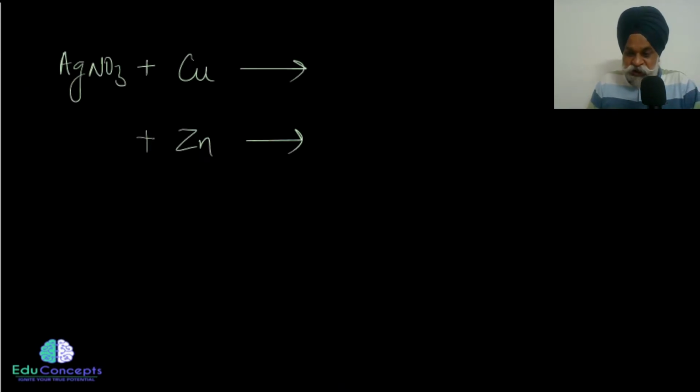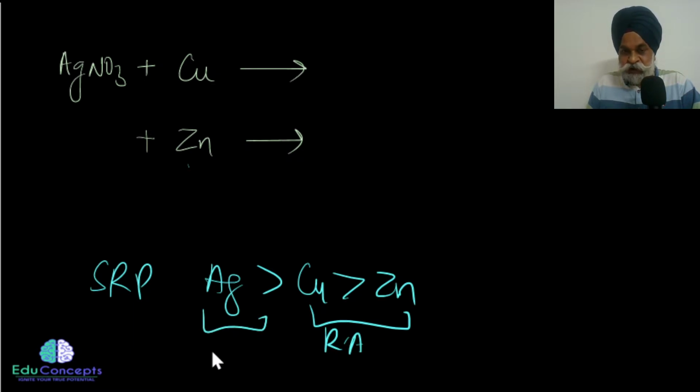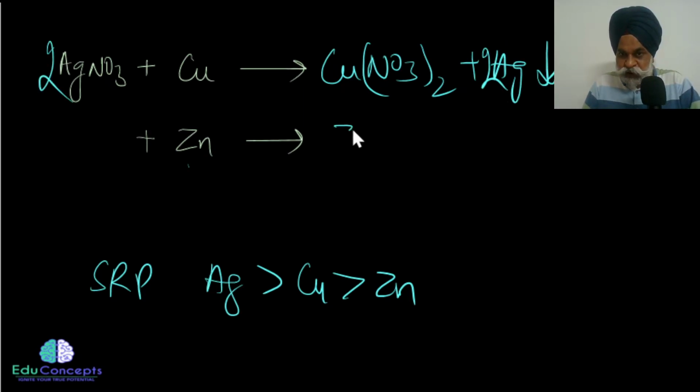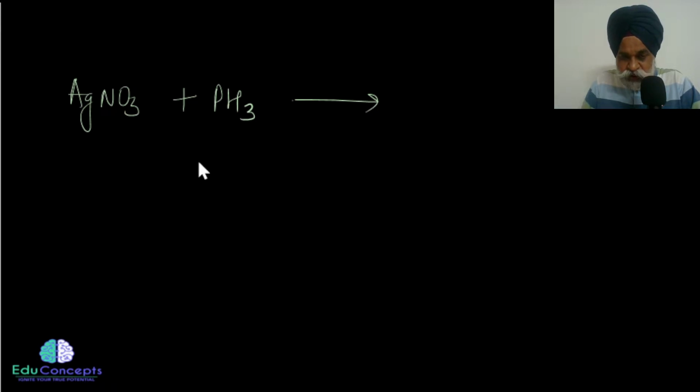Now coming on to the other reactions of silver nitrate. If you treat silver nitrate with copper or zinc, silver's SRP is greater than that of copper and zinc. So these are better reducing agents, and silver would act as an oxidizing agent in a displacement reaction. Here you would get copper nitrate along with silver precipitated, and here you would require 2 moles. Similarly with zinc, you would get zinc nitrate, so here it is acting as an oxidizing agent. This reaction is quite important, and this is the utmost very important.